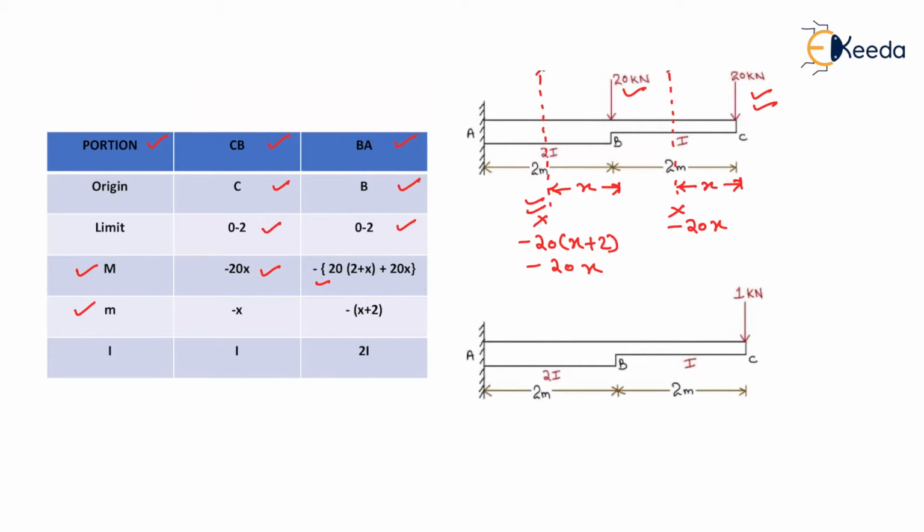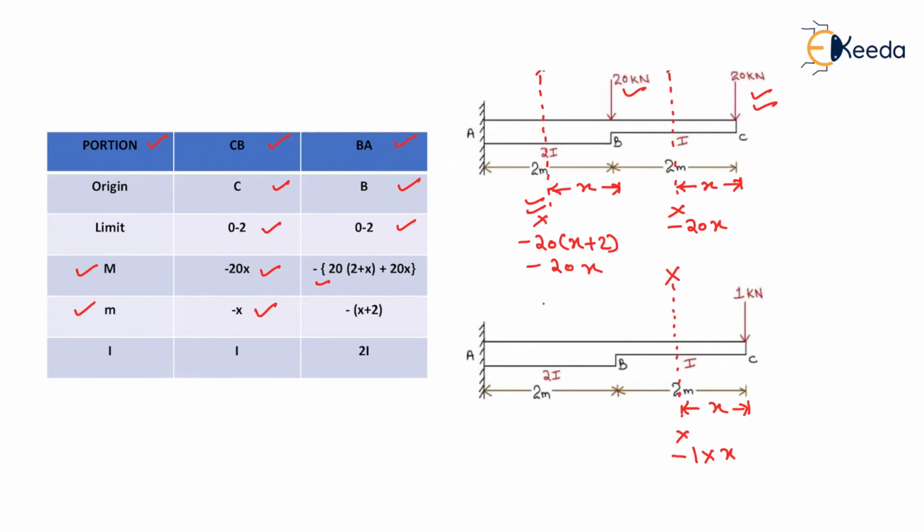Now for finding the small m value we need to apply a unit load at C. After applying the unit load at C, we take a section XX whose distance from C is x meters. The moment acting on this section will be minus 1 into x. The minus sign is because of hogging bending moment, so we write here minus x.